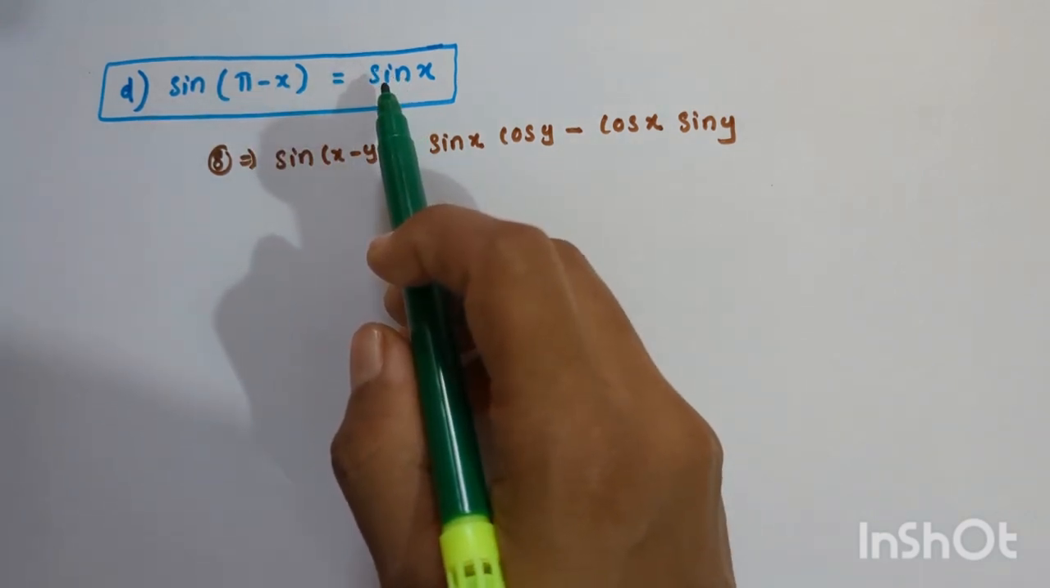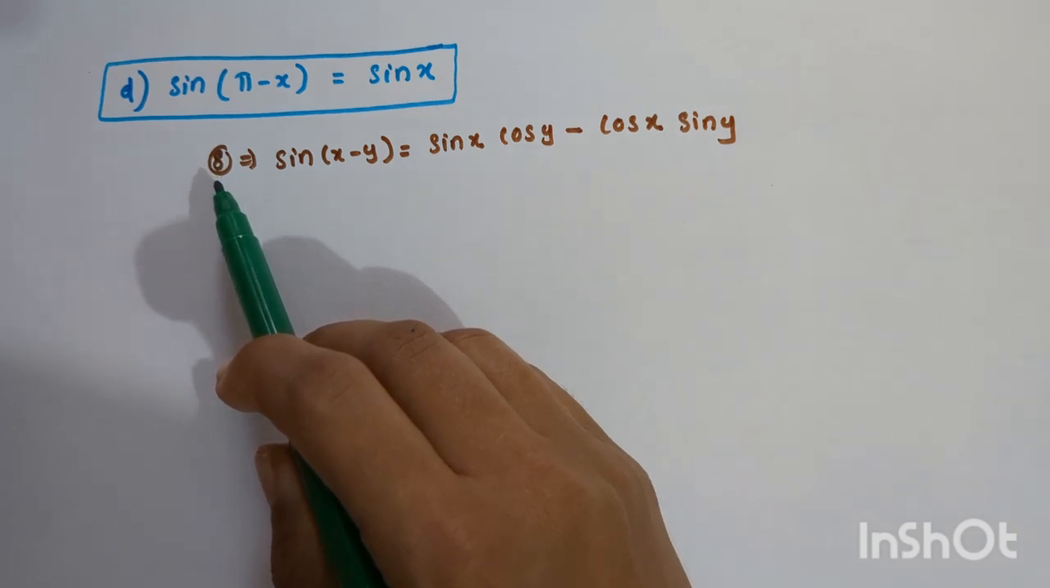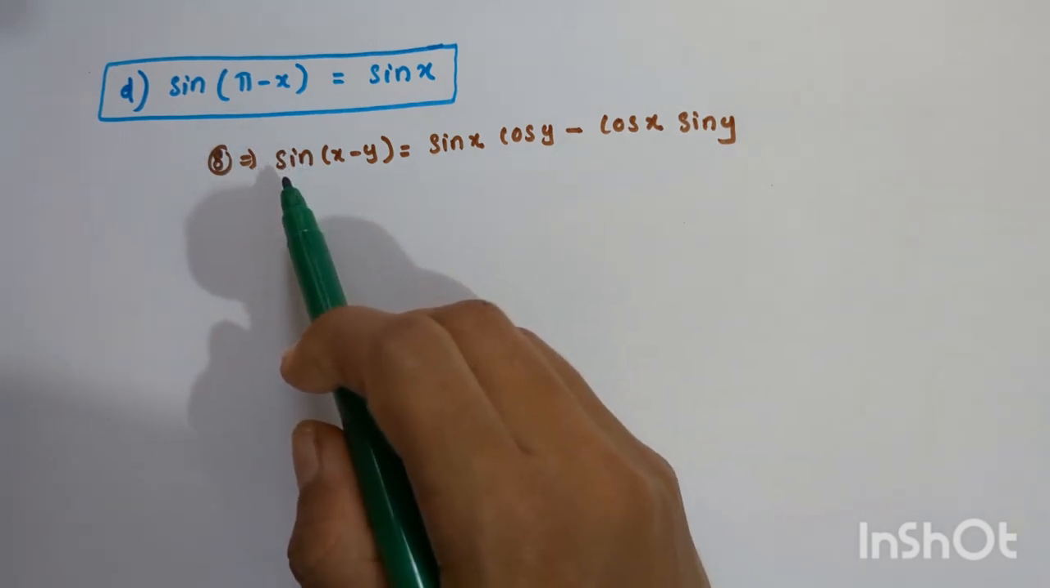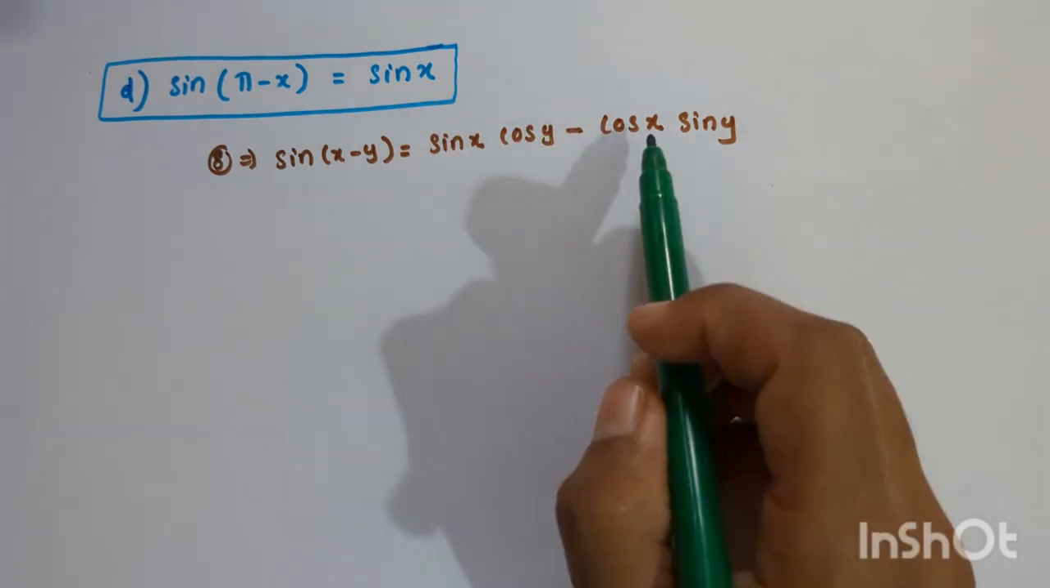So to prove this trigonometric identity, I am going to consider the eighth trigonometric identity which we have discussed in our previous video, which is sine of x minus y is equal to sin x cos y minus cos x sin y.